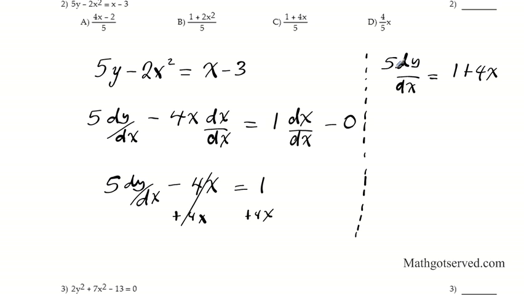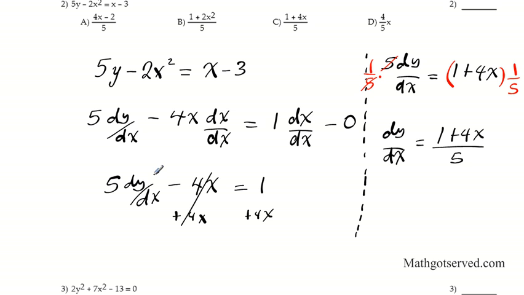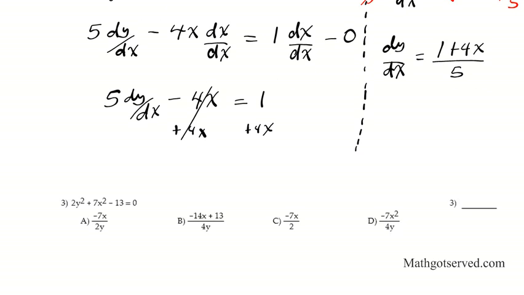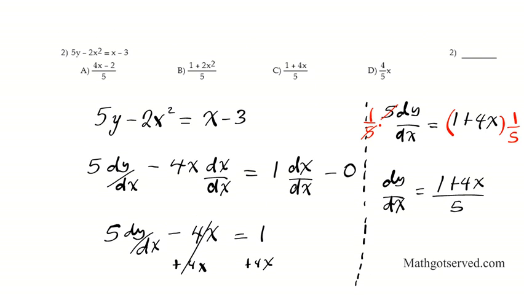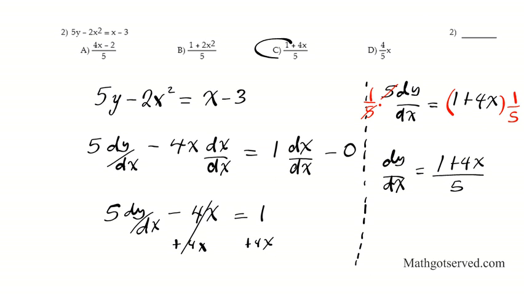And then to get rid of the 5, we divide everything by 5, or multiply by 1 over 5. So if I multiply this by 1 over 5, and then multiply that by 1 over 5 also, these 5s cancel out. So you'll be left with dy/dx equals 1 plus 4x over 5. Okay, let's take a look at the question. So our answer for number 2 is C.